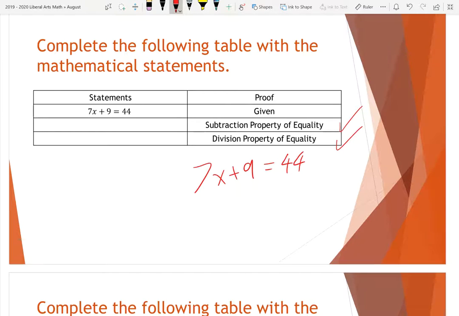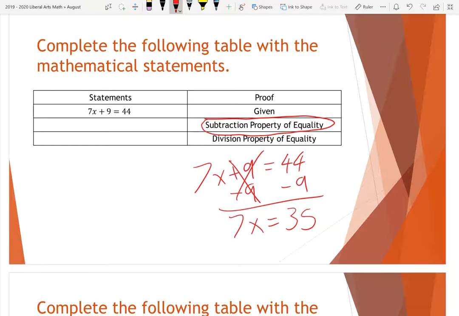So that's my given. So I would have to use the subtraction property of equality next. So the subtraction property of equality means, how am I going to use it on this? They're telling me that I need to subtract on both sides. That's what I'm hearing. So what do I need to subtract on both sides? Well, I must be getting rid of the adding 9. So I must be subtracting the 9 on both sides. Now, when I do that, I get the equation 7x equal to 35. So that must be what goes here. 7x equals 35 is that equation.